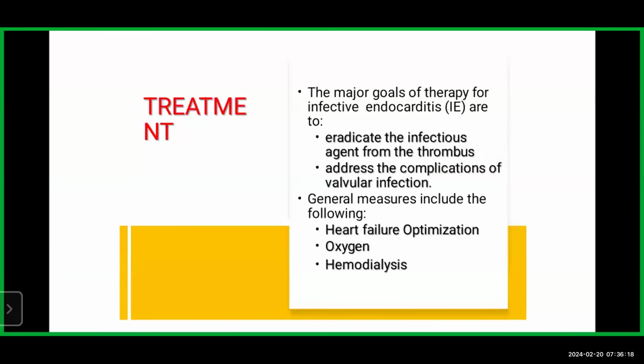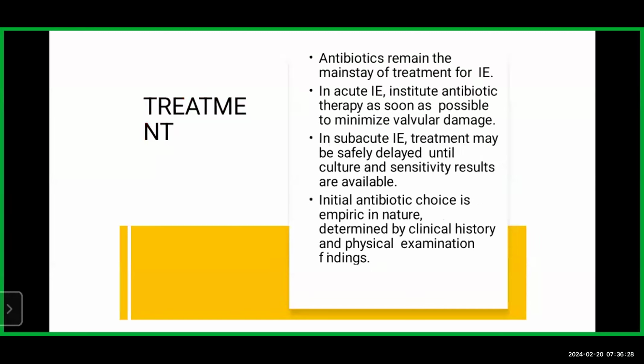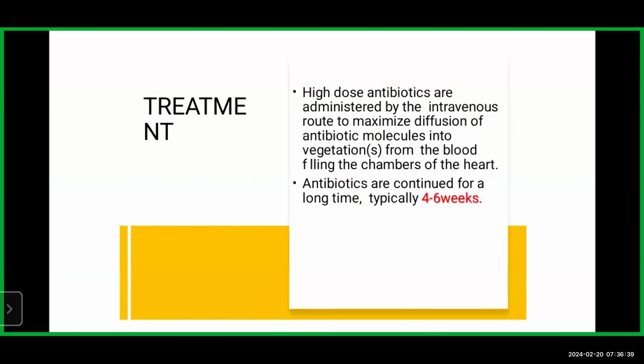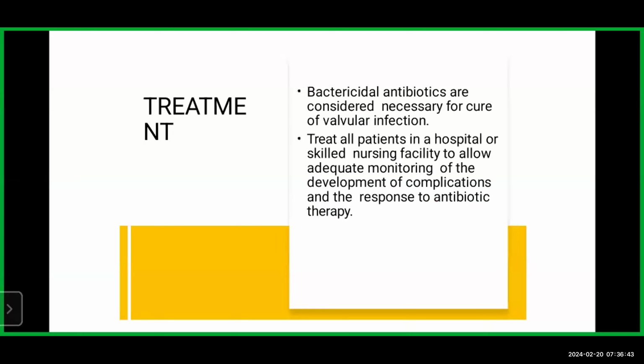Okay, so how do you treat? The major goals of treatment are to eradicate the infection, address complications, and treat heart failure. General measures: treat heart failure, give oxygen if indicated, and hemodialysis if indicated. Of course, antibiotics are the mainstay of treatment. Antibiotics should be tailored according to sensitivity, but could be started empirically depending on suspicion. Antibiotics are typically continued for a long time, classically 4 to 6 weeks.